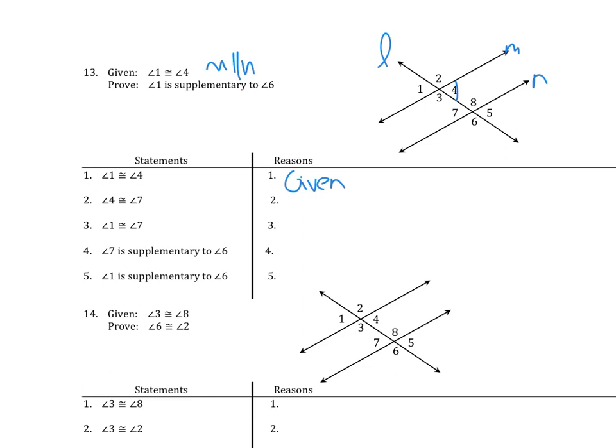Now, why is 4 congruent to 7? Good. 4 is congruent to 7 because of alternate interior angles. Now, 1 is congruent to 7. How do we know 1 is congruent to 7? Okay, good. We have corresponding angles there.